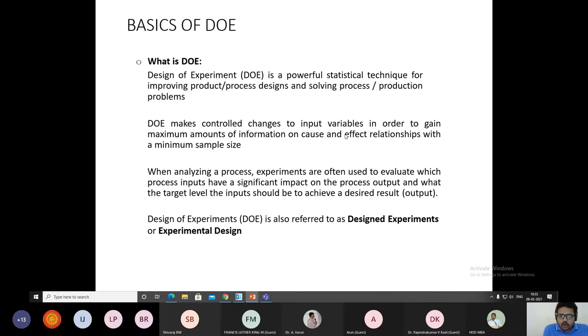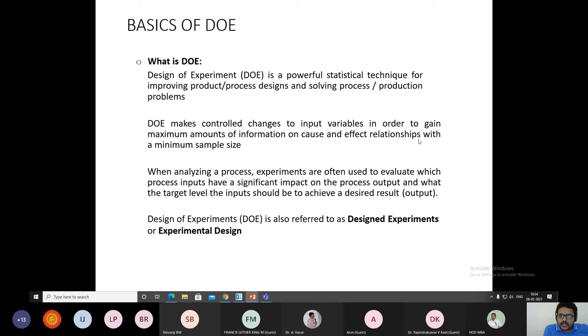And when you talk about cause and effect, what are the causes and what are the effects? This comes under a quality aspect in any engineering, like in any product development or process development. So what are the causes for the experiment and what is the effect based on that cause? We also call it a fishbone diagram or cause and effect Ishikawa diagram.